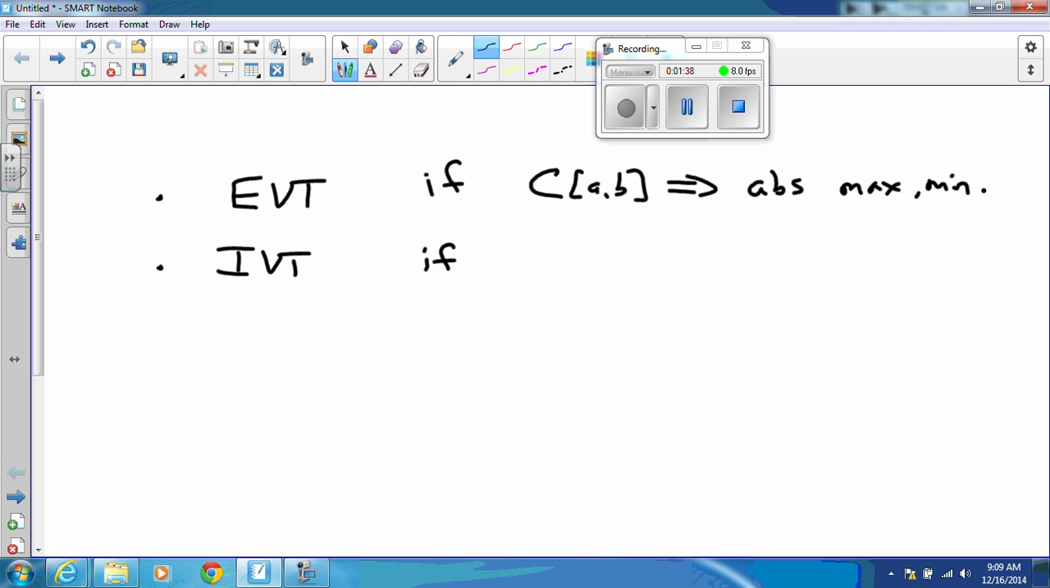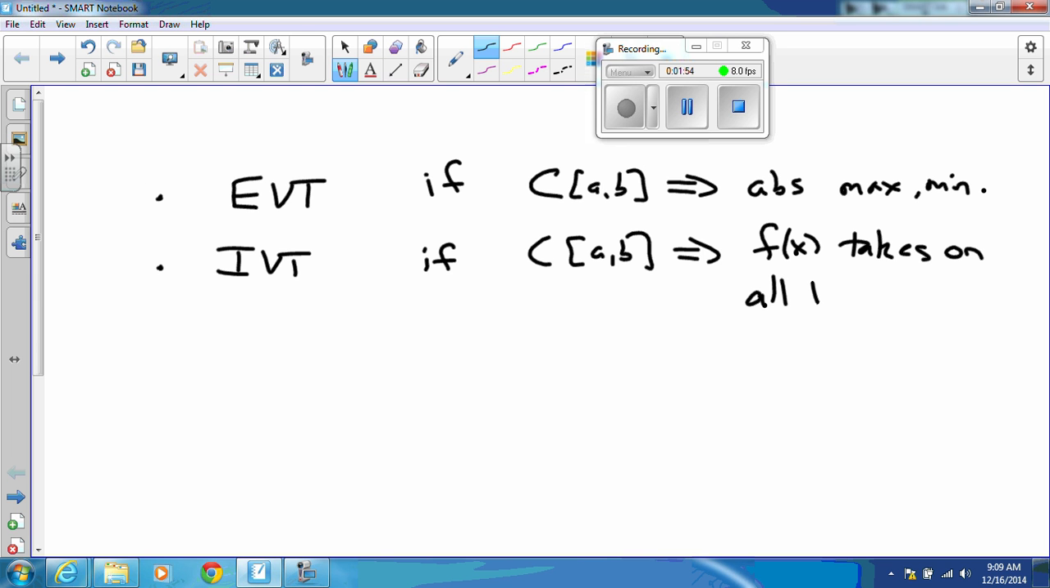Also, if f is continuous on the closed and bounded interval a to b, then the intermediate value theorem guarantees what? f of x takes on every value between f of a and f of b. Yep. It's true. Yes, it is.